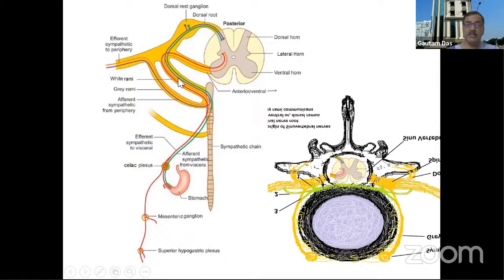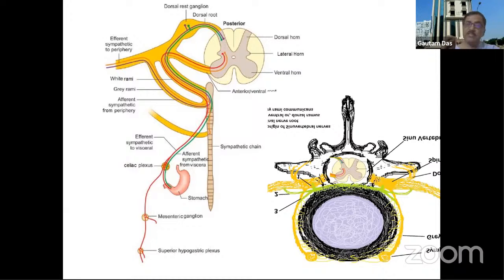So white rami and the gray rami. I'm talking about the white rami because I'm talking about the L2, because the lateral horn is there from the T1 to L2 level. After coming out along the white rami, they join the sympathetic chain. This sympathetic chain is two in number, one this side, another this side. After joining the sympathetic chain, they have three fates.